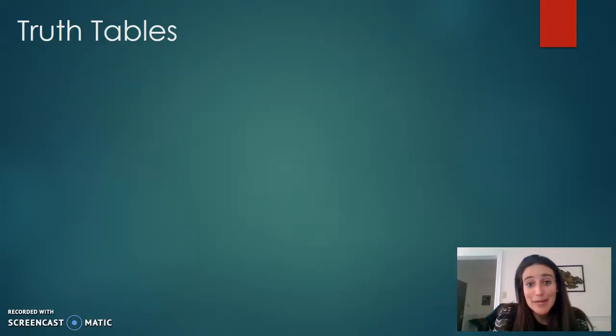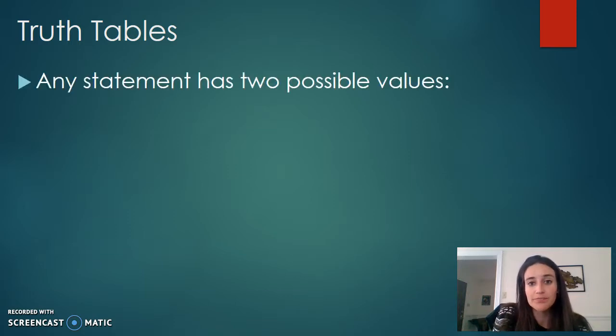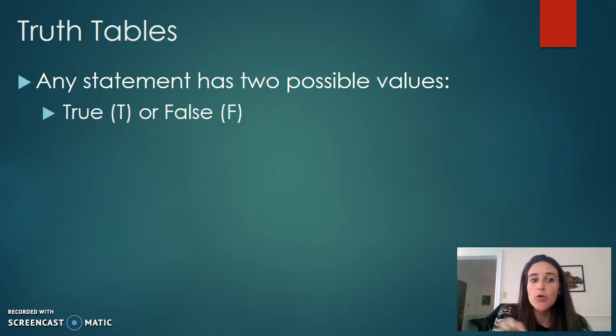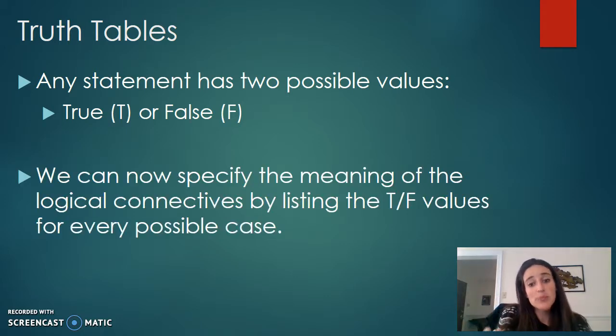Now that we have named our 5 logical connectives and we can translate English statements into our logical symbols, our next task is to be able to decide whether these combined statements are true or false. So recall, any mathematical statement has 2 possible values. A statement can either be true or it can be false, but never both. We can now specify the meaning of the logical connectives by listing the true-false values for every possible case.